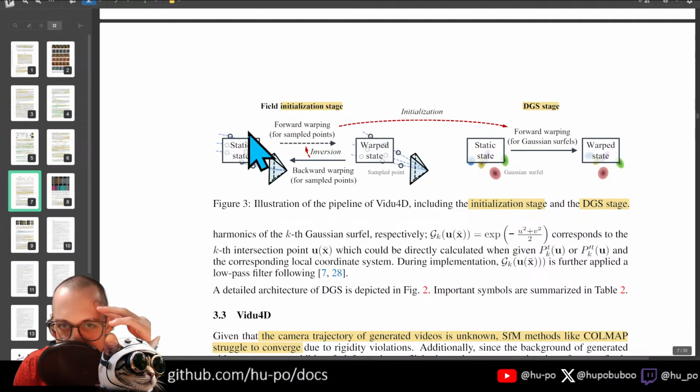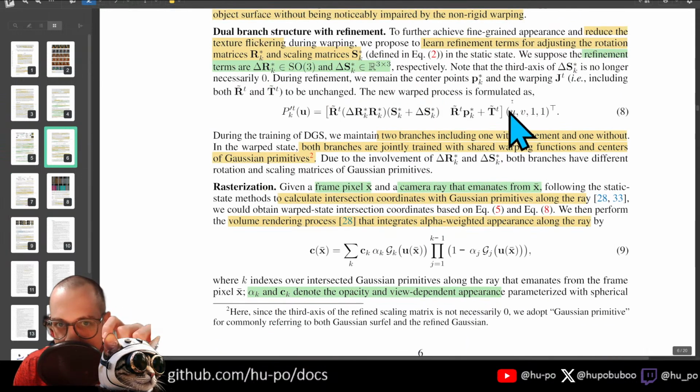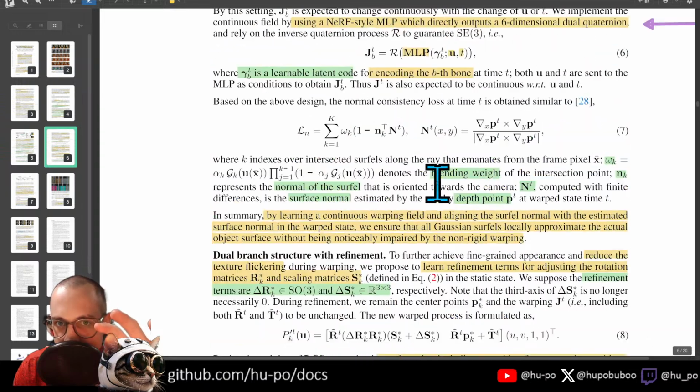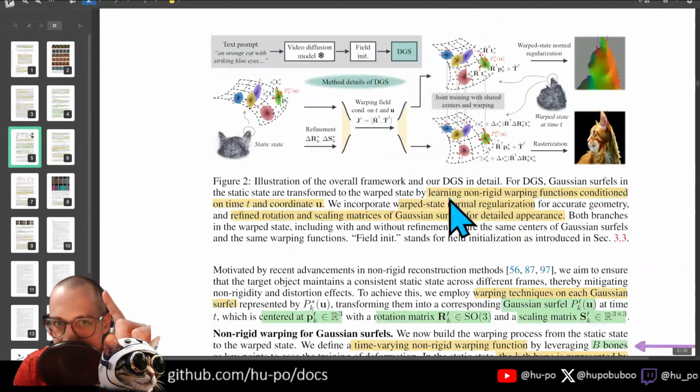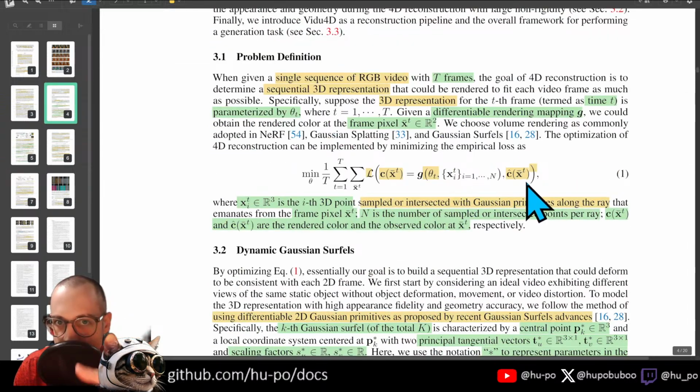In your initialization stage, you're using this cycle loss where you're doing the forward warping and then the invert, and then you're basically saying, okay, if I forward and I invert, they should be the same thing. That's where that cycle loss goes in, and then I'm going to push gradients into this little multi-layer perceptron. Okay, now that I have this little multi-layer perceptron, I'm going to use it for this dynamic Gaussian splatting stage, or Gaussian Surfel stage, where I'm going to be doing the more classic losses, where I want the normal to be good, and I also want the final color of the thing to match the appearance of the generative video model.